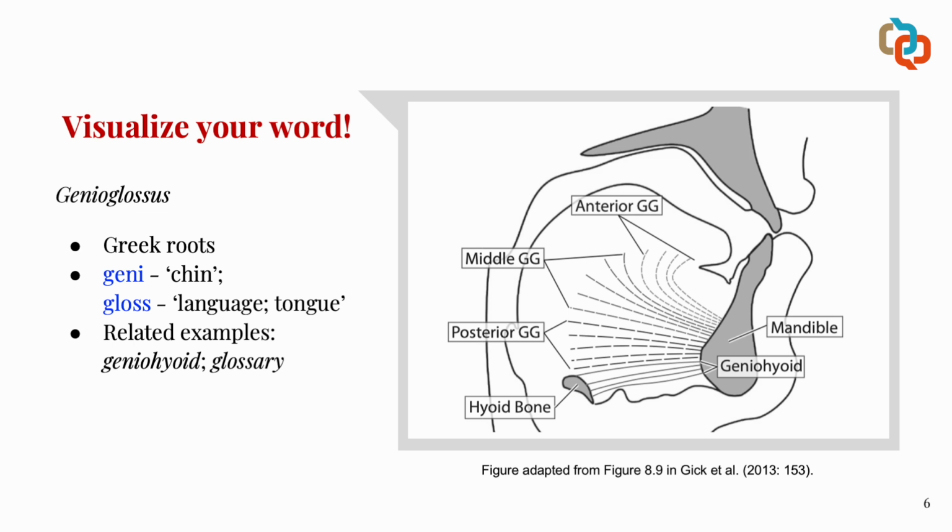Right. And the second root, gloss, means language or the tongue. That's why at the end of many textbooks, there is a section called glossary, explaining all the terms and their meanings. Exactly. So putting these two roots together, genio plus gloss, genioglossus, refers to a muscle that originates from the chin and extends all the way to form the main body of the tongue. Wow, with visualizations, these physiological terms make a lot more sense to me now.